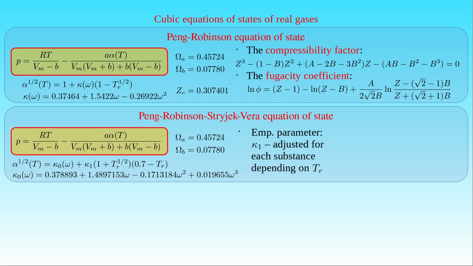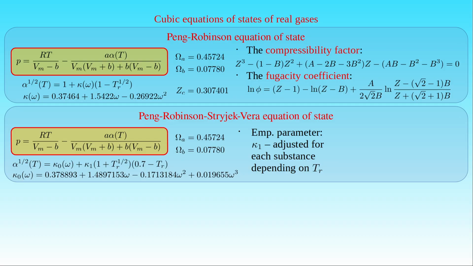the cubic equation for the compressibility factor and the expression of the natural logarithm of the fugacity coefficient have the same forms as well. However, the explicit form of the alpha function in the definition of capital A differs in the original and the improved version of the equation of state, which produces different results in the thermodynamic calculations.